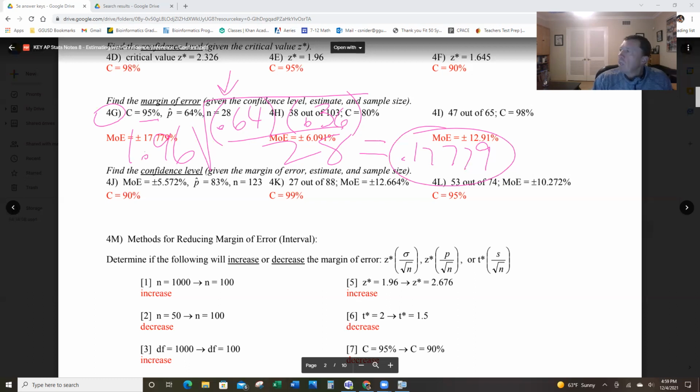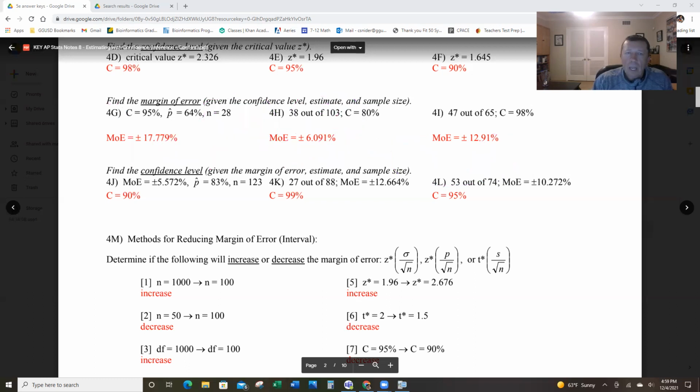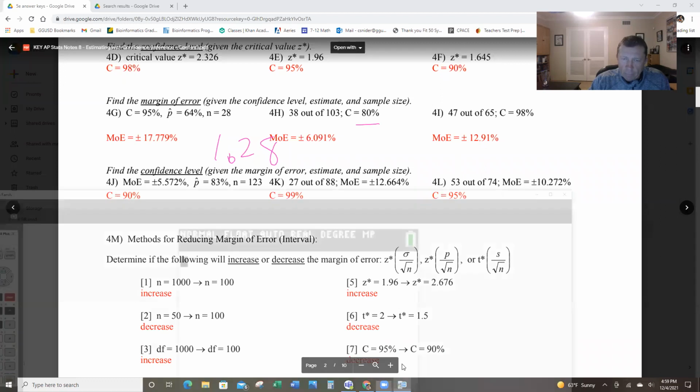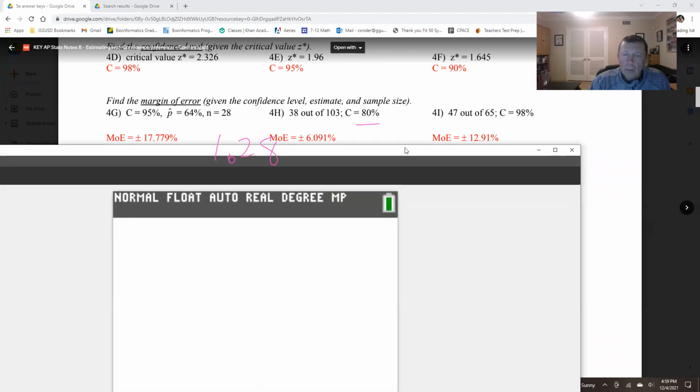Okay. So H, okay, H, we got 80% confident. Okay, 80% confident is 1.28. Okay, times what is 38 out of 103? Let me bring my calculator up to get that. Let's see here.